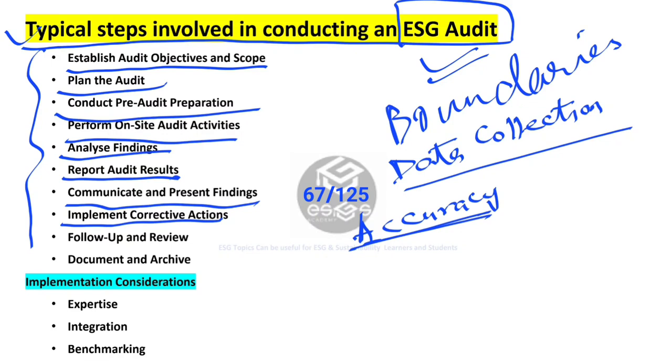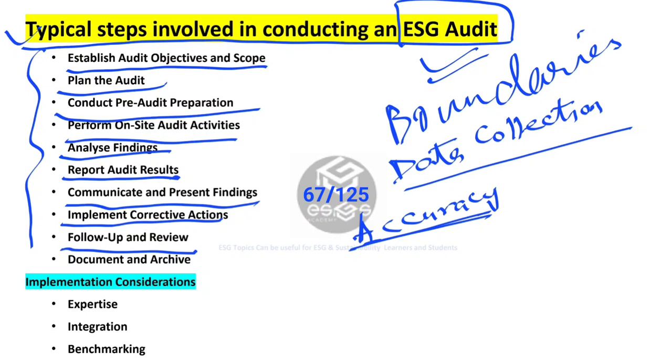Based on the audit findings, we develop a corrective action plan based on the audit recommendations, including responsibilities, timelines and resources required. Also, we monitor the corrective actions by establishing the mechanism to monitor and track the implementation of these corrective actions to address identified ESG deficiencies. The next is follow-up and review.